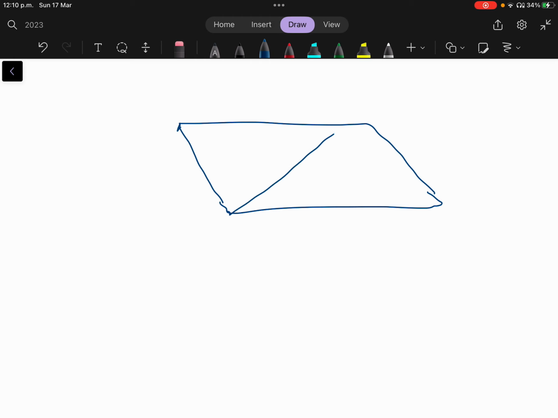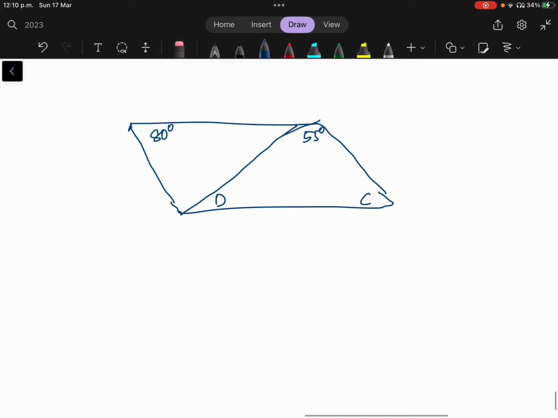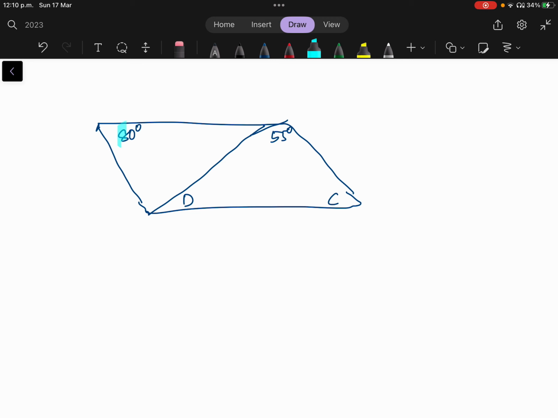It's an angle here. Here there is a diagonal, and this is 55 degree, and this is C, and this is D, and this is 80 degree. How will you measure all the other angles? Since this is 80 degree, this will also be 80 degree. So we can write this as 80 degree. Okay, sorry, the font color is changed. Okay, so this is 80 degree. C is equal to 80 degree.